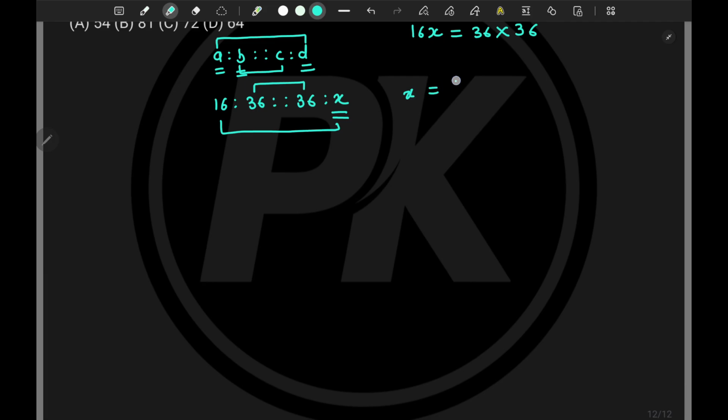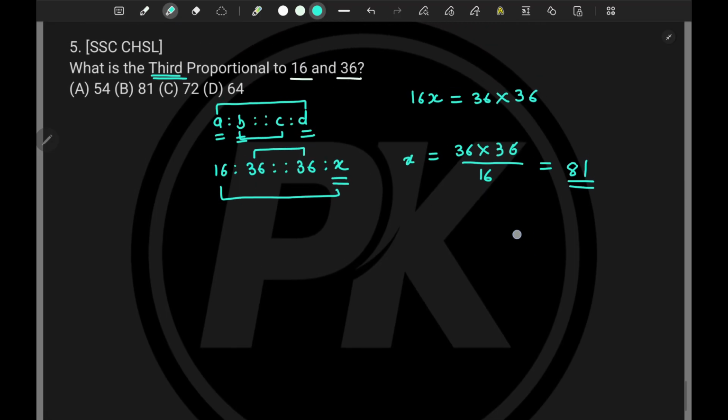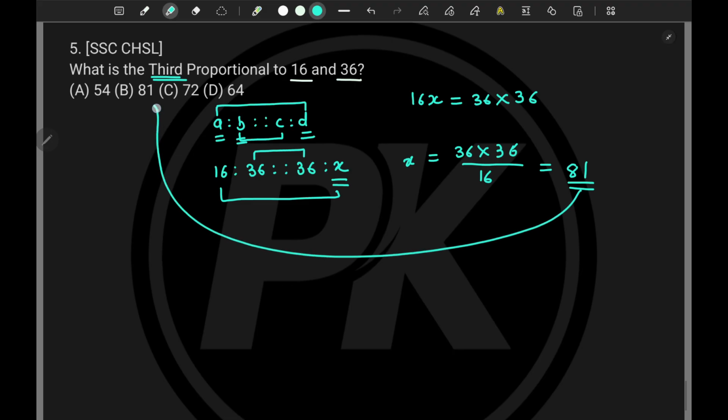So x is equal to what? 36 into 36 divided by 16. Okay, and hence the value of x is equal to 81. Okay, and what is the option number? Option number B, and hence option number B is correct.